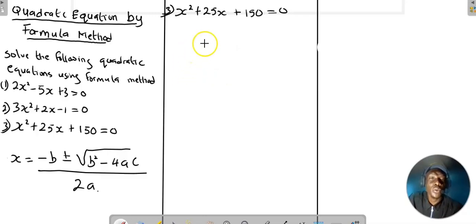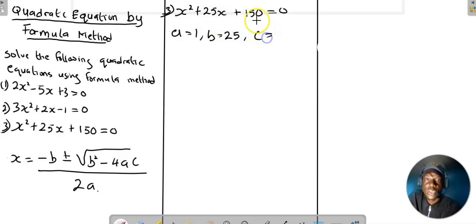Now let's go for question number 3. The value for a, the coefficient of x squared here, is 1, because we have only x squared. The value for b here is 25. Then the value for c here, obviously the constant, is 150.